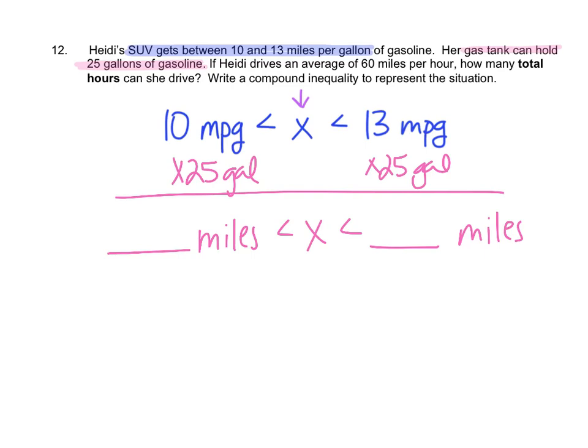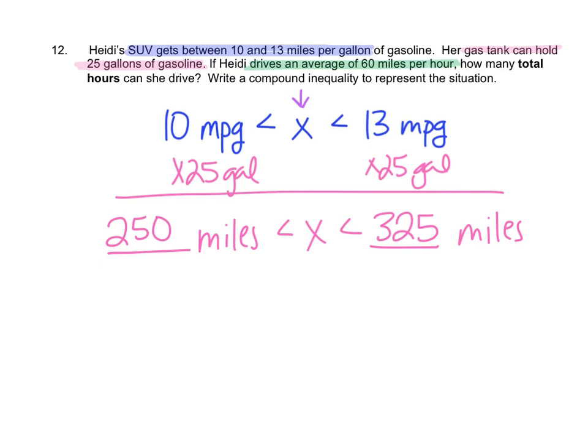So, because it's 25 gallons, if I multiply by gallons, then I can know how many miles I'll make it. So if I fill my tank with 25 gallons, how many miles will I end up going? I can go between 250 miles and 325 miles. But there's more information given to us. The next piece of information says she drives an average of 60 miles per hour. So still working off this inequality.